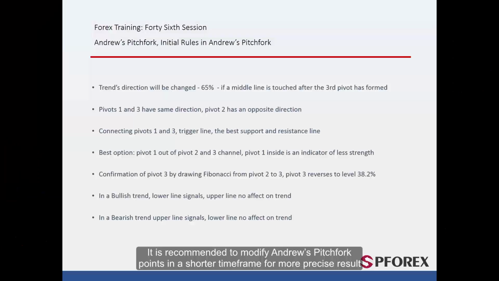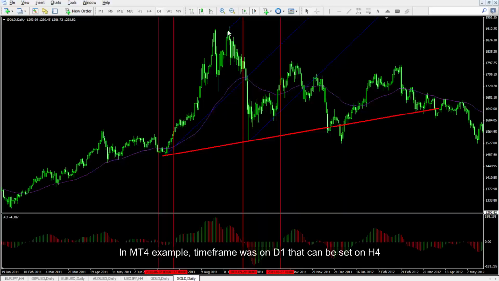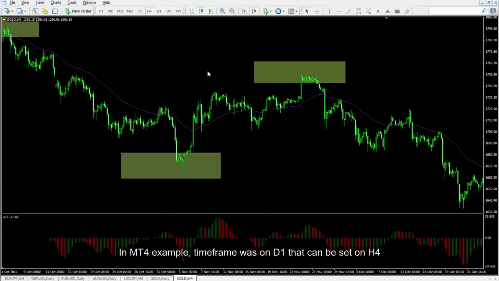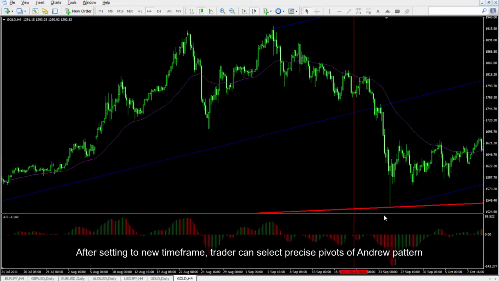It is recommended to modify Andrew's Pitchfork points in a shorter time frame for more precise results. In the MetaTrader 4 example, the time frame was on D1 and can be set on H4. After setting a new time frame, a trader can select precise pivots of Andrew's pattern.